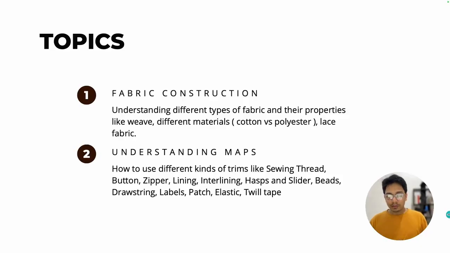So now let's quickly understand the different topics that you need to understand before learning how to create those things. The first thing is fabric construction. Look at the way cottons are created, different kinds of weave, the polyester fabric. So understanding different kinds of fabric and different weave structures, those are really important things that you need to understand.